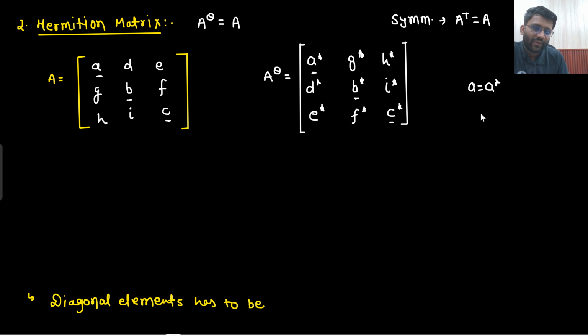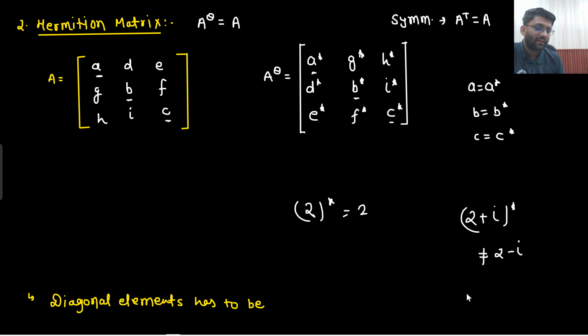Can you let me know when this condition is possible? That some number is equal to its conjugate. What is the meaning of it? What is the conjugate of 2? Sir, there is no i, it is a real number. So what will be the conjugate of 2? 2 only. What is the conjugate of 2 plus i? That is 2 minus i. So they are not equal. But the conjugate of 2 will be equal to 2 only.